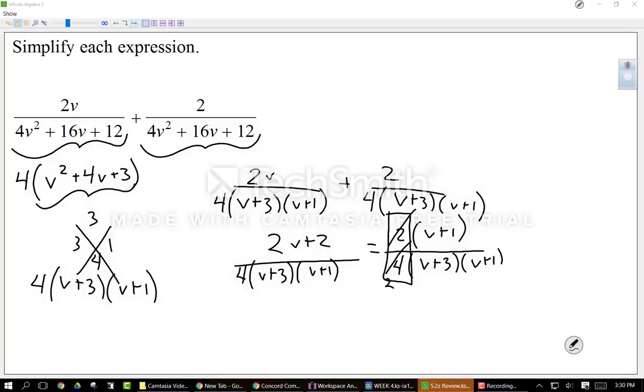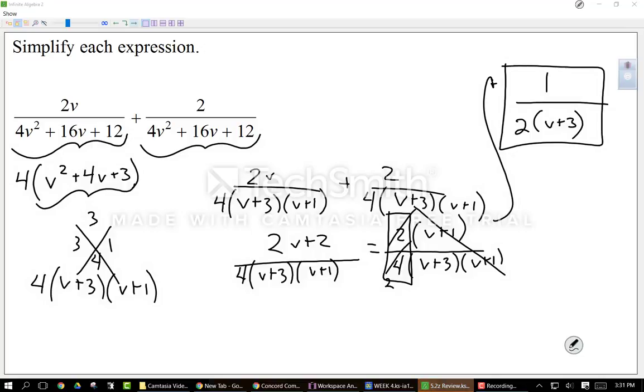Now if I look at my binomials, do I have the same binomial on top and on the bottom? Heck yeah, I do. This v plus 1 and that v plus 1 are gone. So my denominator is going to be 2 times v plus 3, because that's what's left. But my numerator, I don't have anything left. Well, when I don't have anything left, it's a 1. The reason why it's a 1 is because technically there's a 1 here and there's a 1 there. 1 times 1 is 1.